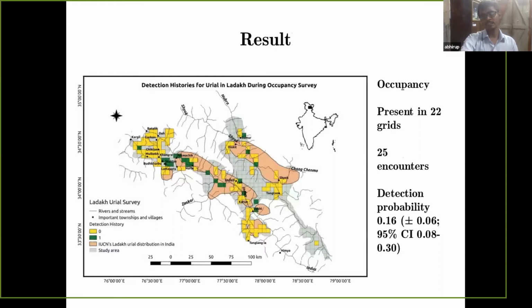Now you can see the yellow grids are all grids which do not have any Urial presence. We did not record it in our data. And the green ones have Urial presence in them. We had 22 grids where Urials were present and 25 encounters in total. And detection probability was like 0.16 in this landscape. So basically it's quite a low detection probability.